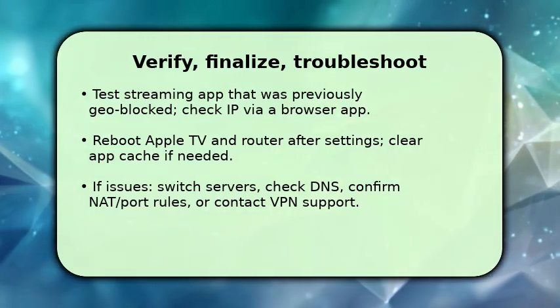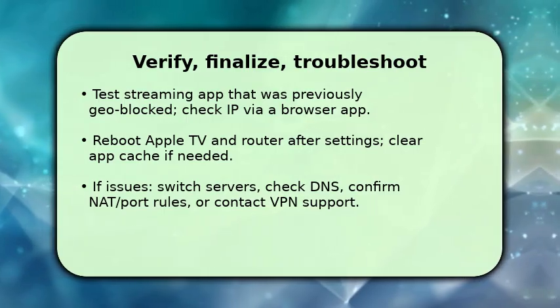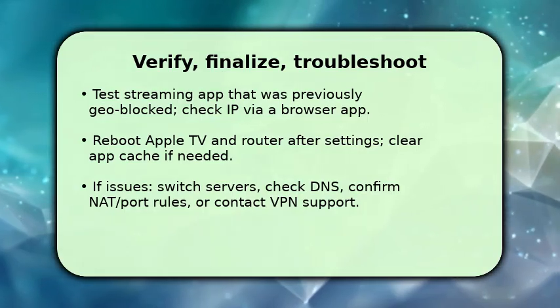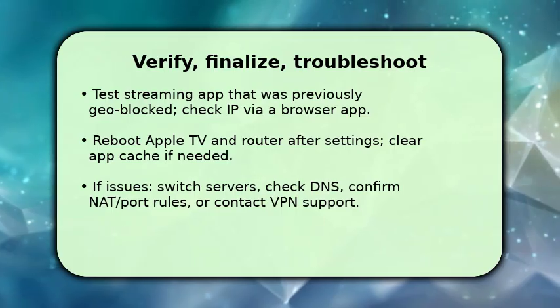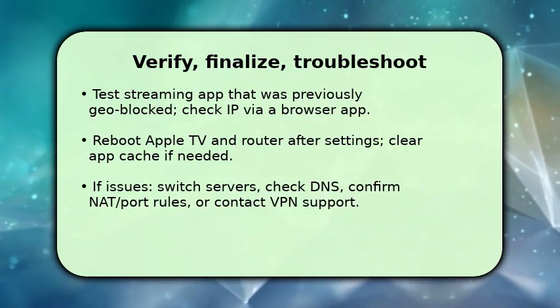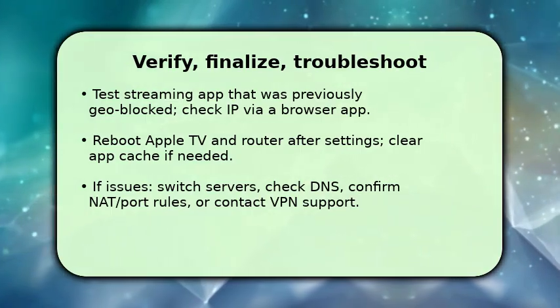Open a streaming app or use an IP check app to confirm the public IP and country. Once done, reboot the Apple TV and router to ensure routes persist, and log back into streaming apps that often need reactivation. If playback fails, switch VPN servers, re-enter DNS entries, or confirm the router's NAT and firewall aren't blocking traffic.